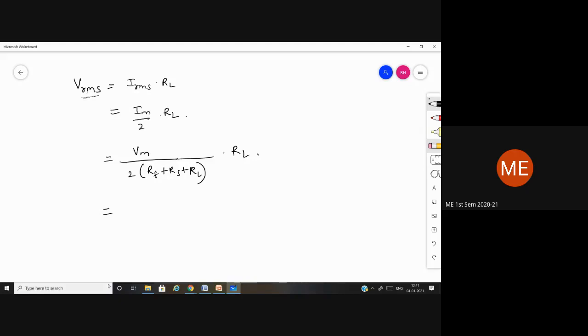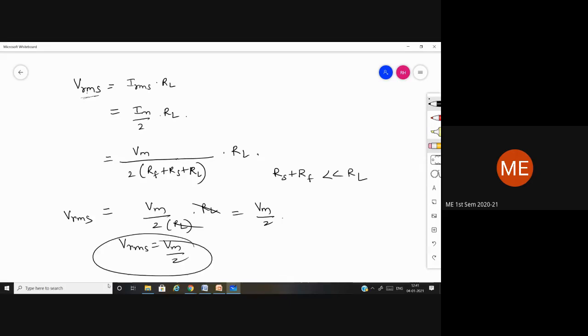So again, we know that RS plus RF is very small compared to RL. So VM by 2 into RL by RL, RL gets cancelled and we have VM by 2. So that is VRMS. VRMS is equal to VM by 2. This is the formula we have.